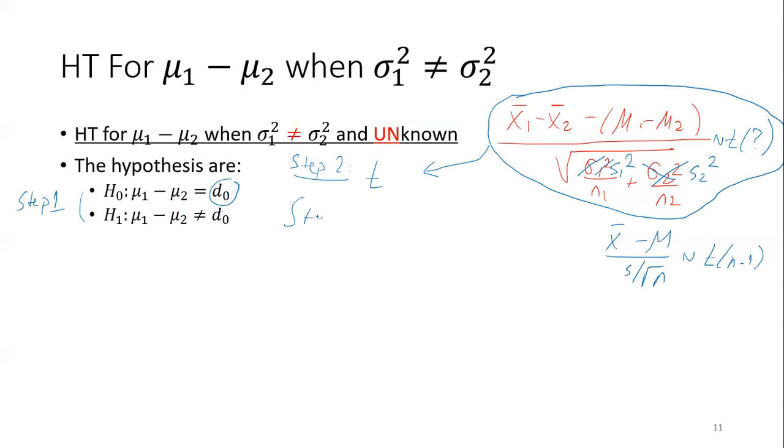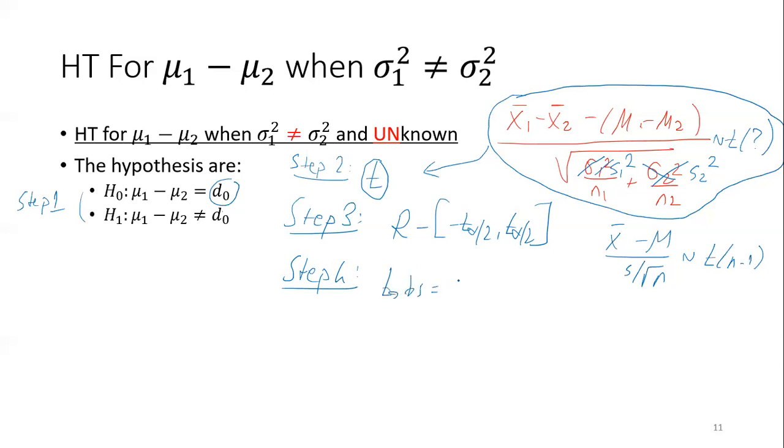Step 3, find the critical region. Since we are using t, that's very easy: minus t alpha over 2, t alpha over 2. This is my critical region. Step 4 is to calculate your T observed. That's extremely simple. You just use this formula, plugging in the values that you have to calculate the T observed.